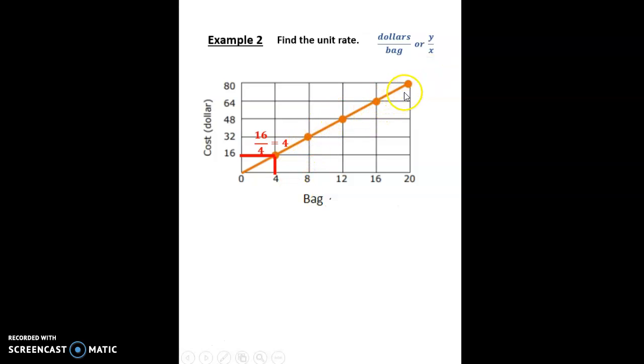So that's our unit rate. It's $4 per bag. Now let's try another point. It should be the same for any of these points because it is a proportional graph and it has a constant rate. Let's try this point. We'll go up from 12 and over from 48. So this would be y, which is 48, over 12, which also gives us 4. Again, we have a constant rate, and our unit rate is $4 per bag. Any of these points will also give you a unit rate of 4: 32 over 8, 64 over 16, and 80 over 20.